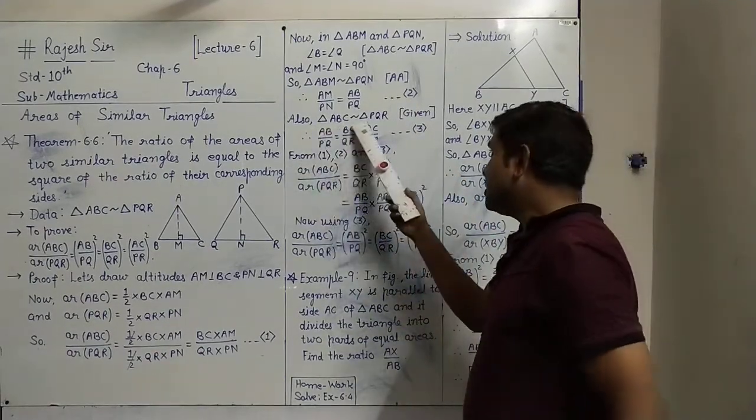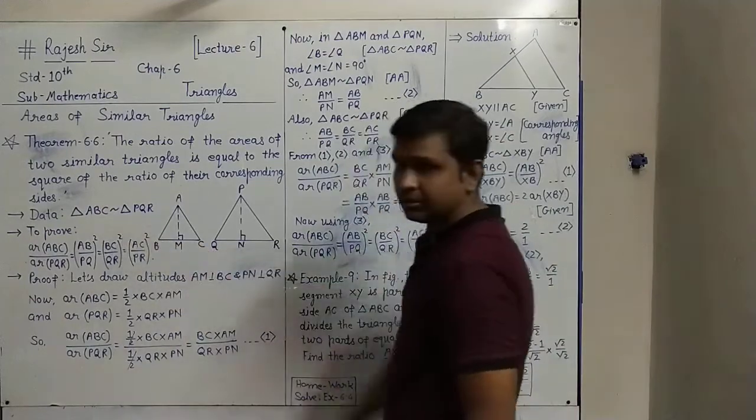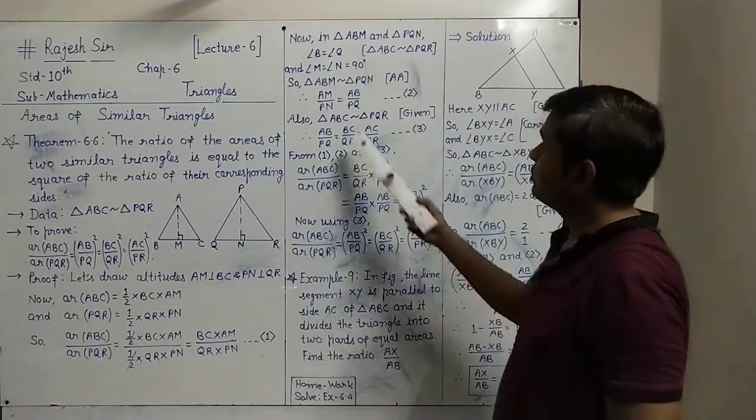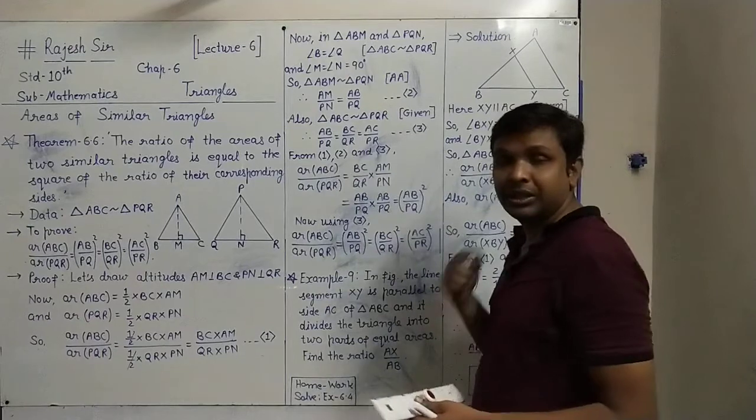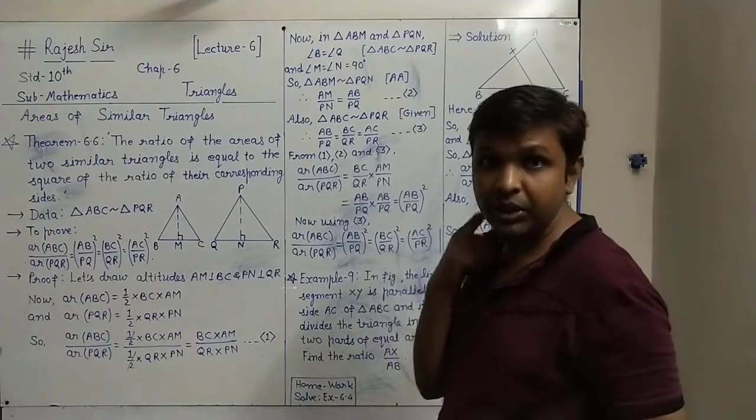Also, triangle ABC is similar to triangle PQR, it is given. So by the definition, all three sides are in proportion, in an equal ratio.